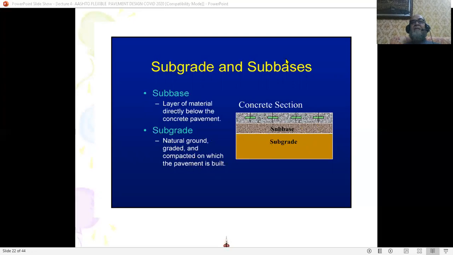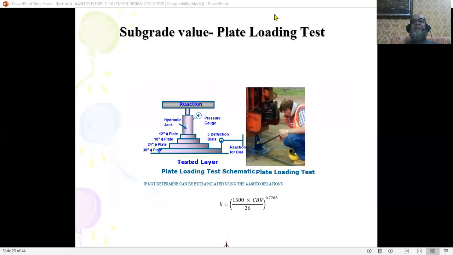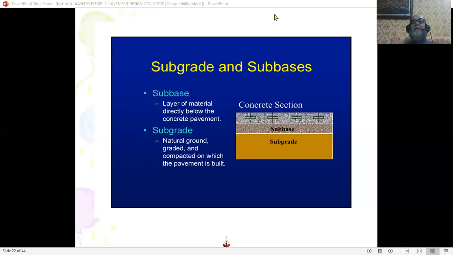So I think we stop here, and this is lecture number 4. In the next lecture we will discuss how subgrade and other parameters are calculated, and finally we will come up with the design example and conclude this pavement design using AASHTO methods.